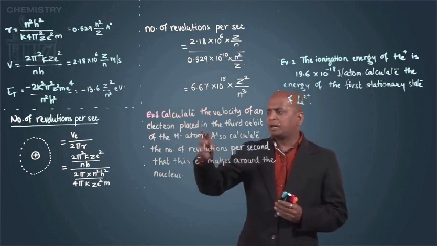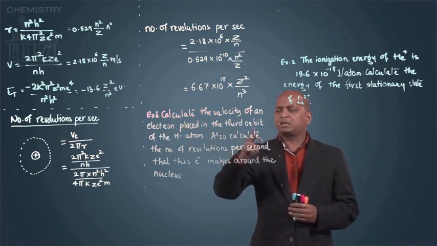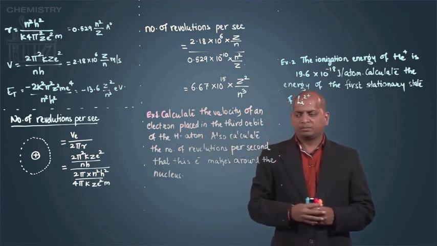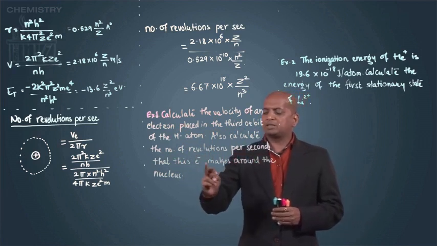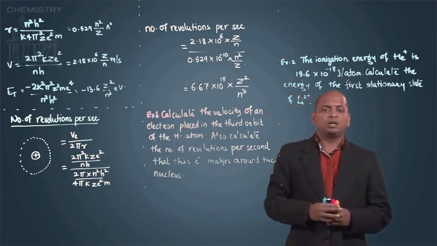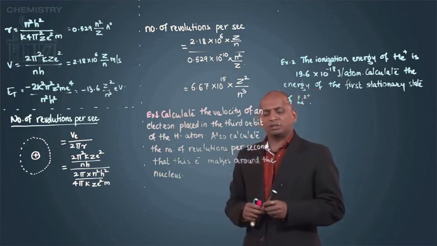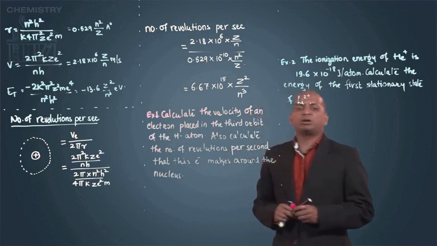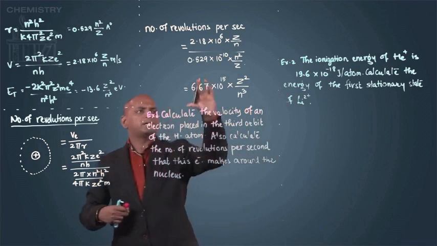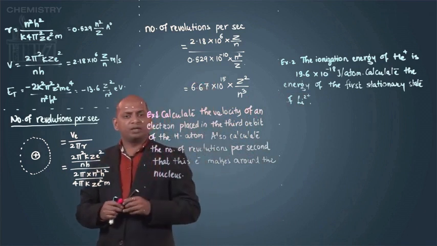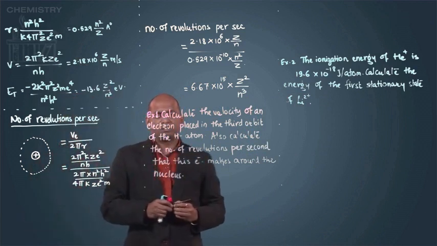The first problem: calculate the velocity of an electron placed in the third orbit of a hydrogen atom. Also calculate the number of revolutions per second that this electron makes around the nucleus. So here two things we have to calculate, one is the velocity and the other one is the number of revolutions per second. We can use this relation to calculate the velocity.